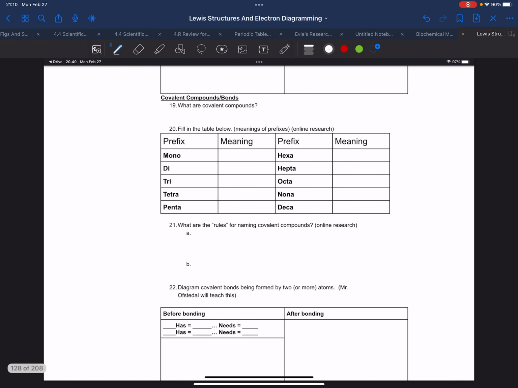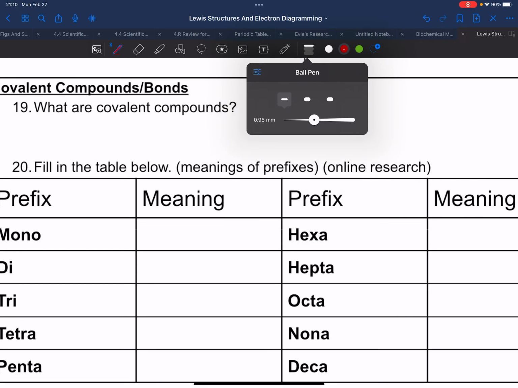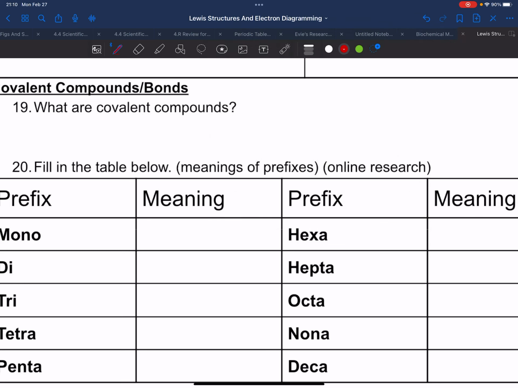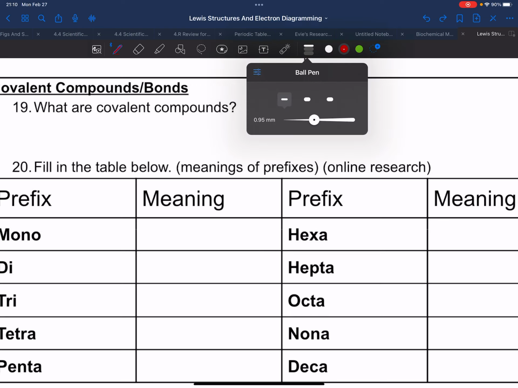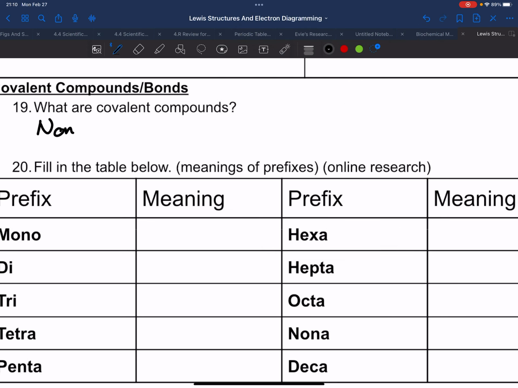All right, now taking a look later, down to number 19, it says what are covalent bonds. Now, much like ionic bonds are between a metal and a non-metal, covalent bonds are between a non-metal and a non-metal. For almost all of the cases, it's going to be a non-metal, non-metal. Sometimes there may be a metalloid involved, but usually it's a non-metal and a non-metal.